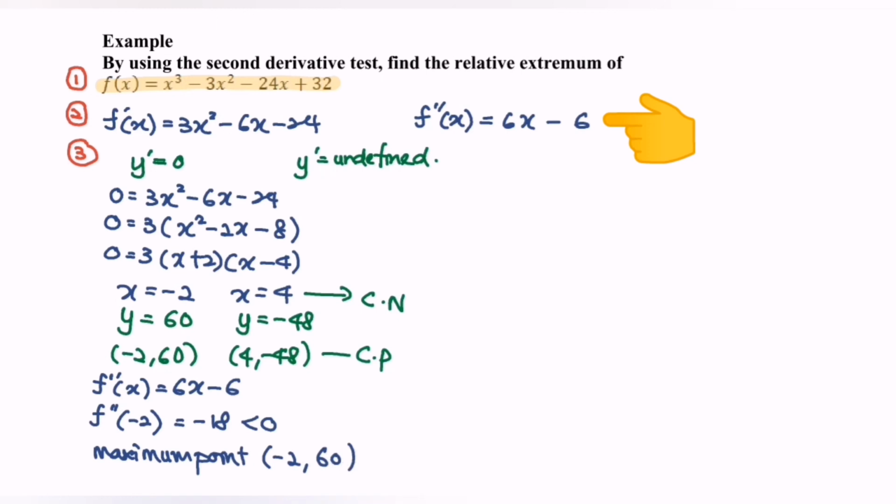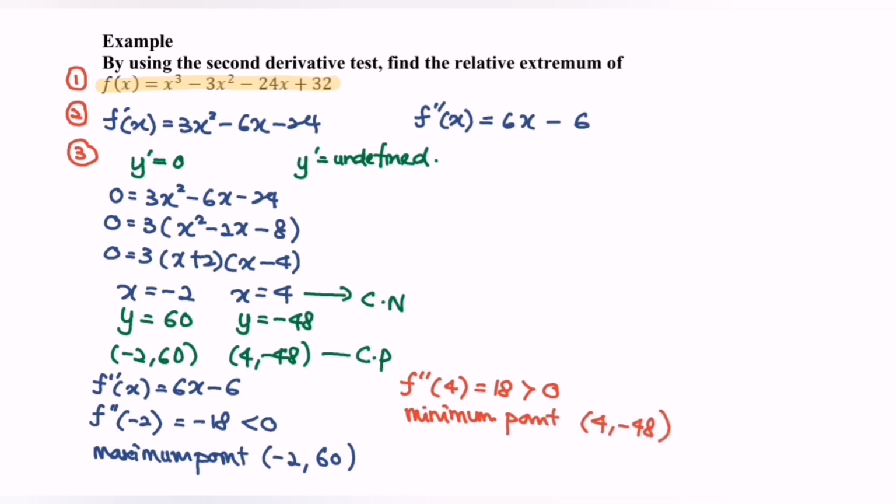Next, f double prime of 4 gives us 24 minus 6, which is 18, which is greater than 0. So this one is considered a minimum point, which is 4, negative 48. So here we are, and thanks for watching.